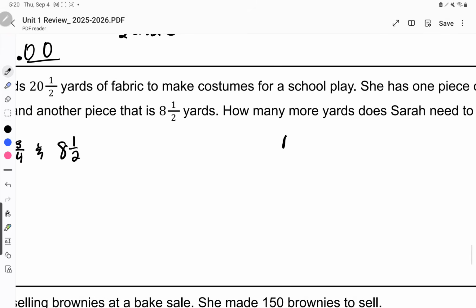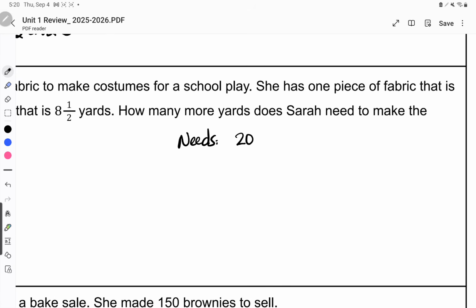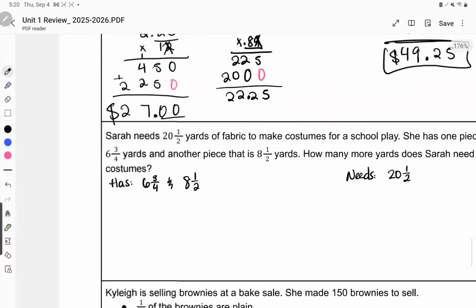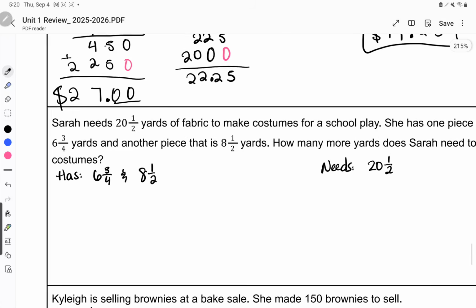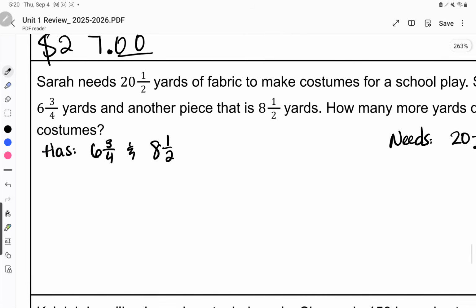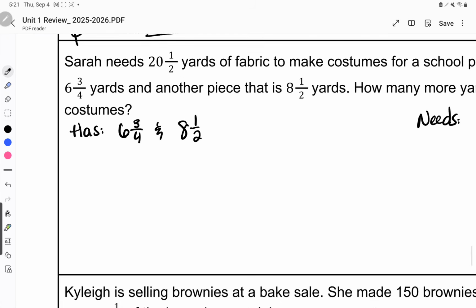We know that she needs 20.5. So what's my first step? My first step is adding 6 3/4 plus 8 1/2. I need to figure out how much total she has altogether. So I'm just going to add these two.